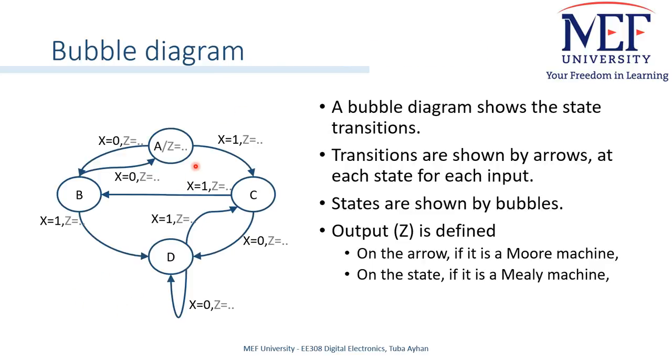Here you see a bubble diagram with 4 states. The states are shown inside bubbles A, B, C, and D. The state transitions are given with arrows. If this is a Moore machine, this output is denoted together with the state, or if this is a Mealy machine, then the output Z is shown on the arrow.